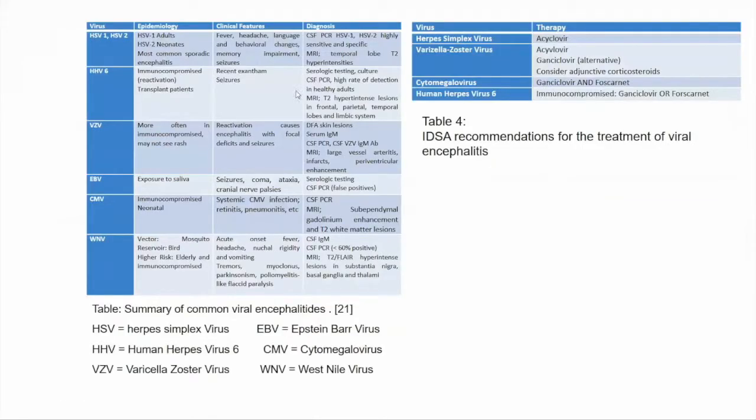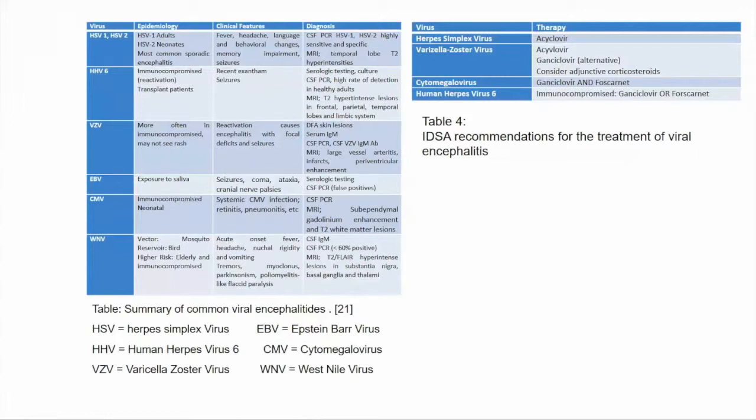You can see we have HSV 1 and 2. HHV 6 is more common in the immunocompromised. It's a relatively recent discovery over the last 10 years. It's seen a lot in transplant patients. Varicella zoster is always on the list, often not associated with skin lesions, though typically it is.